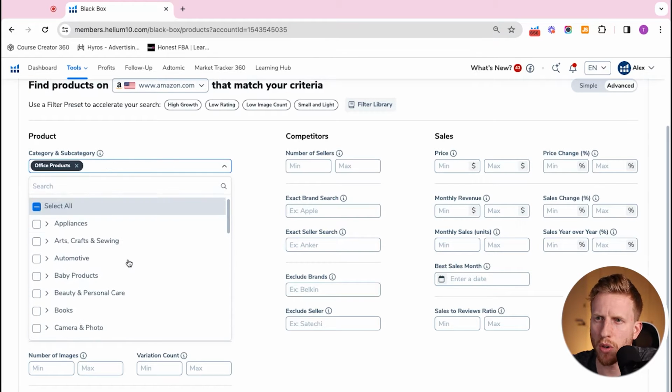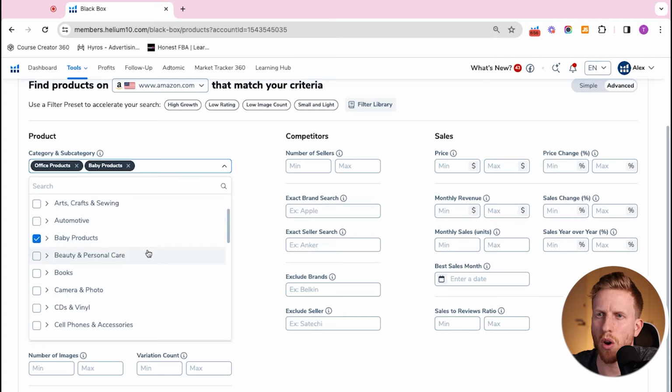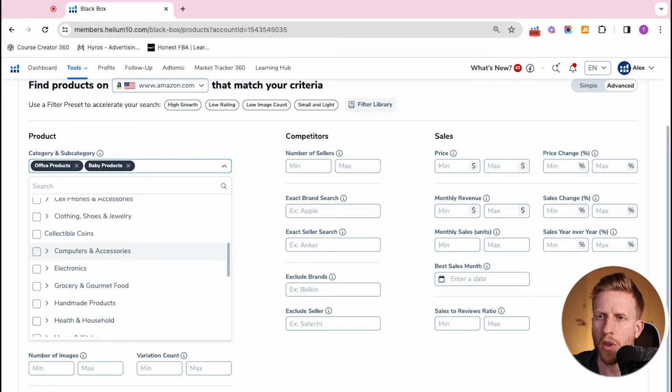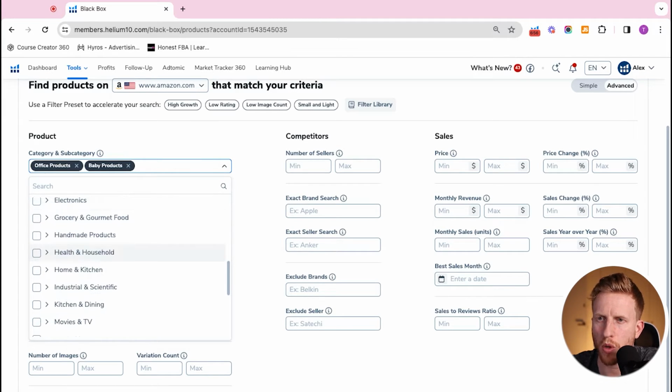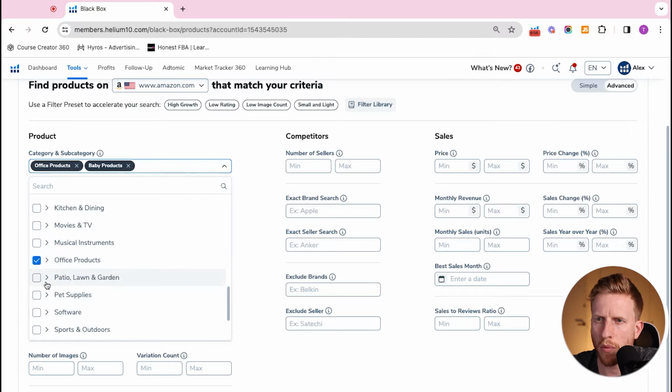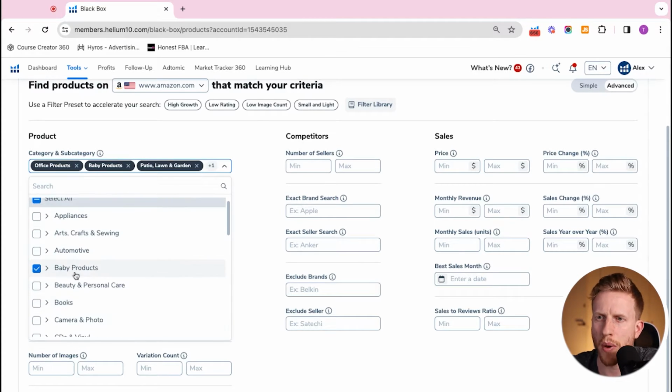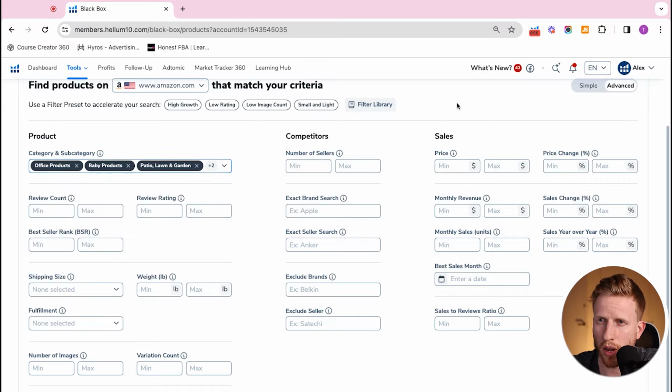Anyway, so I'm going to select a bunch of these categories. It doesn't really matter all too much. The point of what we're doing is to just get into the habit of understanding how you need to approach product research. So I'm going to select a few: pet supplies, patio, lawn and garden. What was the other one? Baby. I'm going to throw in beauty and personal care.